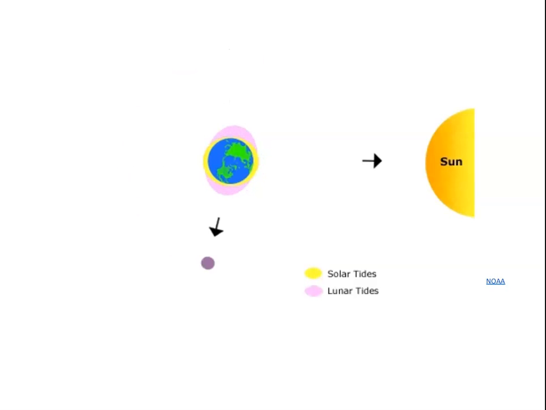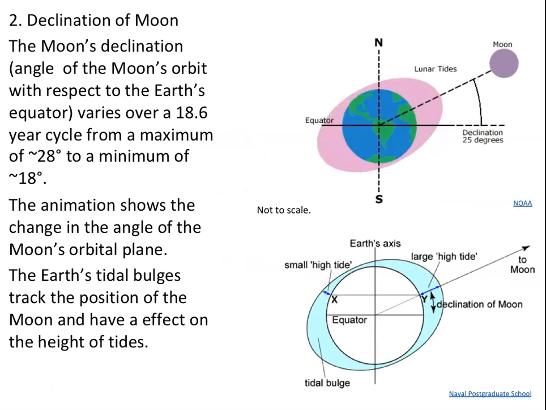Spring, neap, back to spring. And so solar tides, lunar tides. As you can see, though, the moon does have that greater effect. So we're going to skip this one.